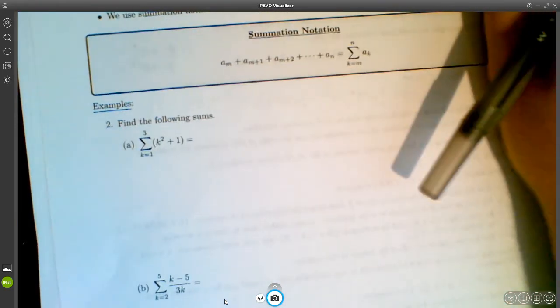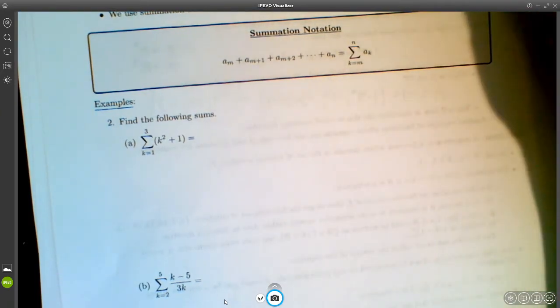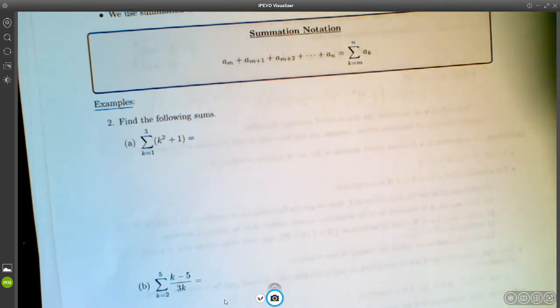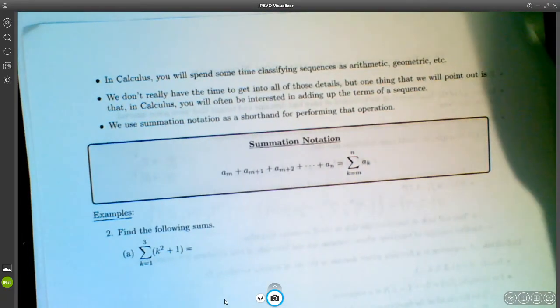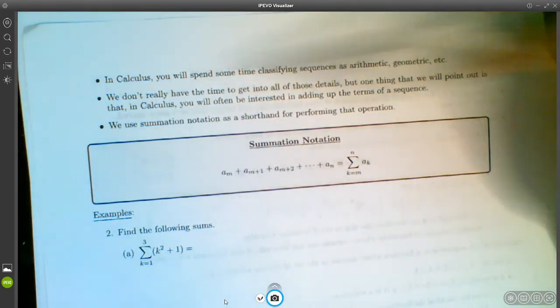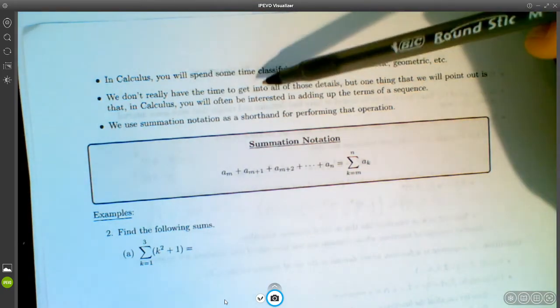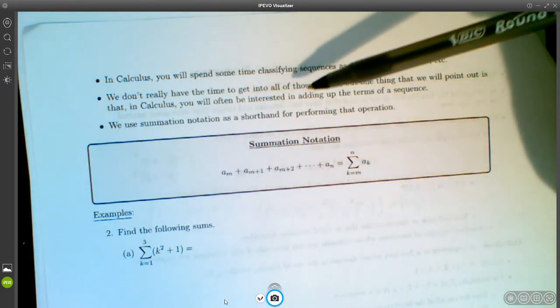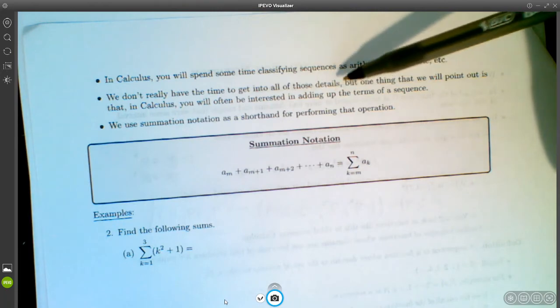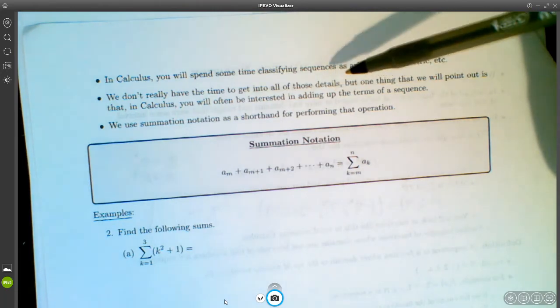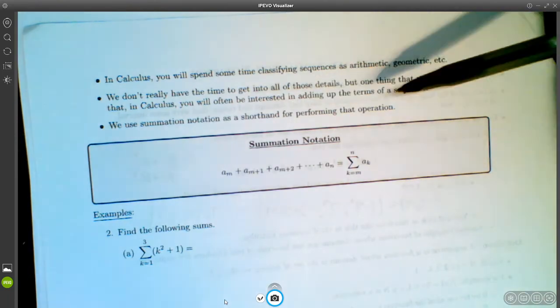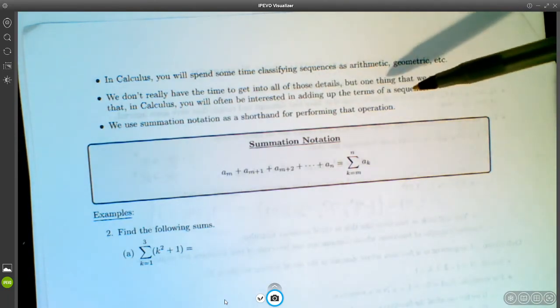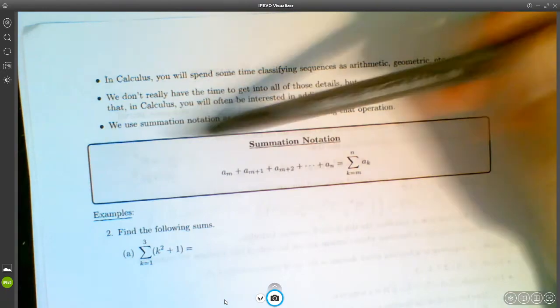All right. So now, in calculus, you're going to spend some time classifying sequences as arithmetic or geometric or telescoping or whatever, right? They're all different kinds of sequences, and so you'll spend some time classifying them in calculus. We're not really going to get into all of those details, but one thing that I do want to prep you for is that oftentimes in calculus, you're going to be interested in adding up the terms of a sequence. And to add up the terms of the sequence, we use summation notation.